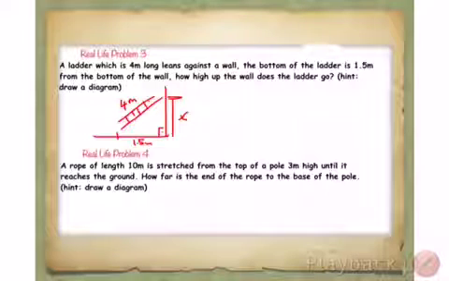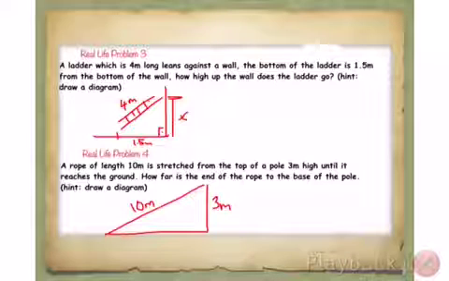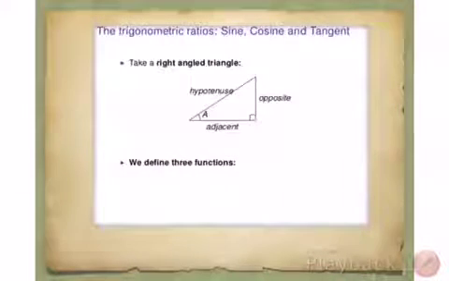A rope of length 10 meters stretched from the top of the pole 3 meters until it reaches the ground. So we've got a pole, top of the pole is 3 meters, and the length of the rope goes the whole way 10 meters. And I want to find how far the end of the rope is from the base of the pole. So this is my right angle. I'm given the hypotenuse this time. I'm trying to find the distance from the end of the rope to the base of the pole. Work it out. Your diagram is key.